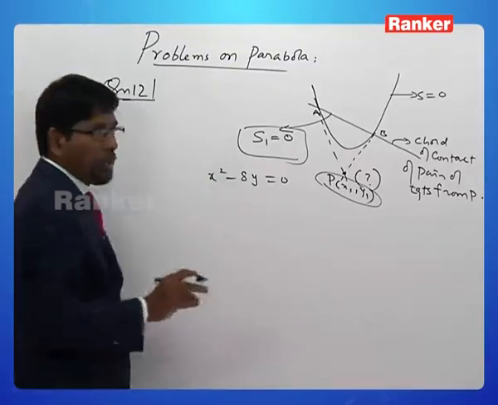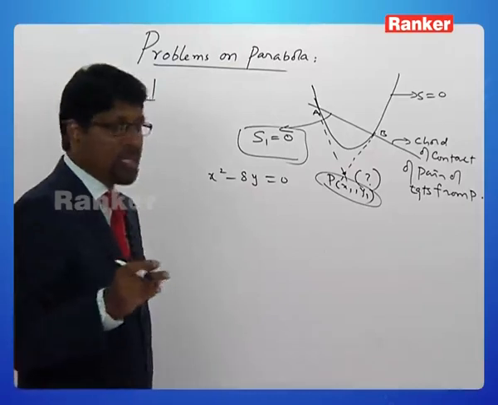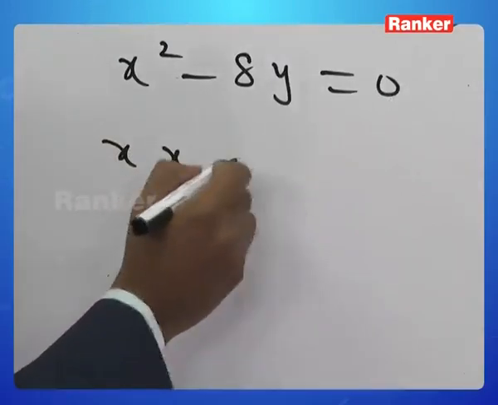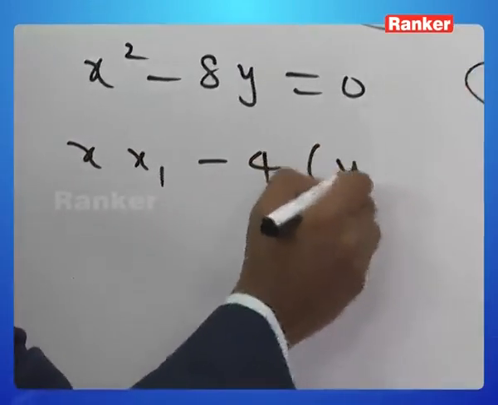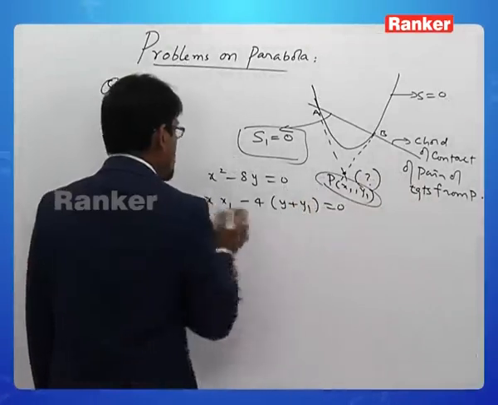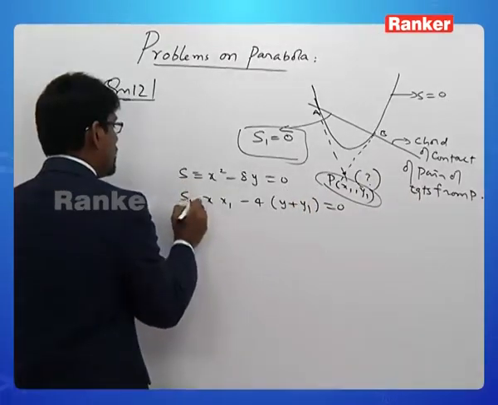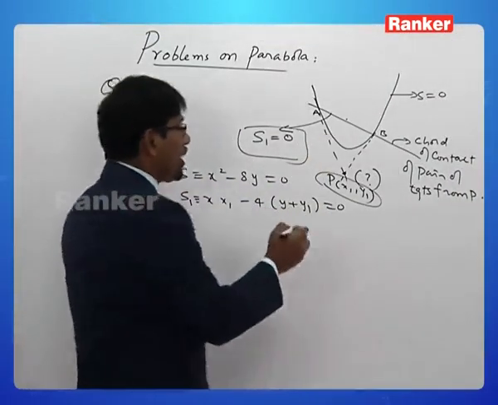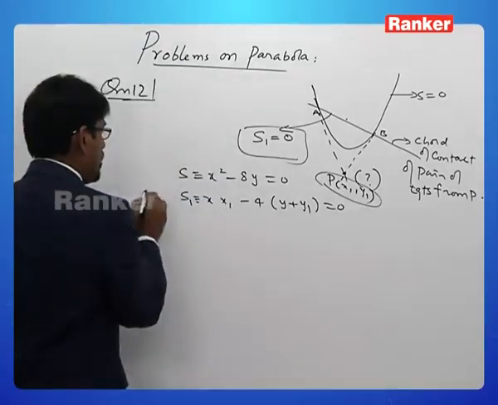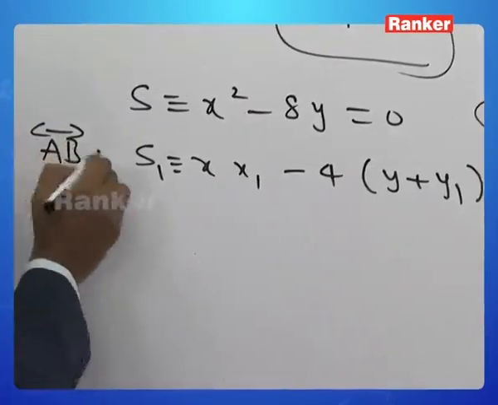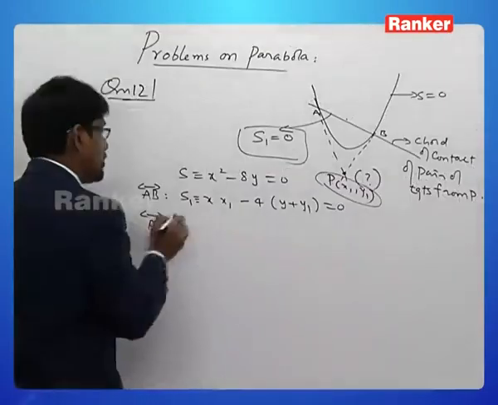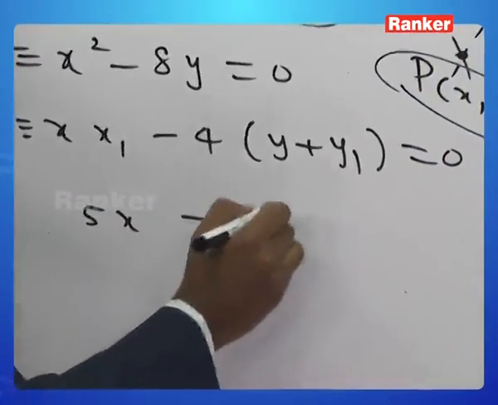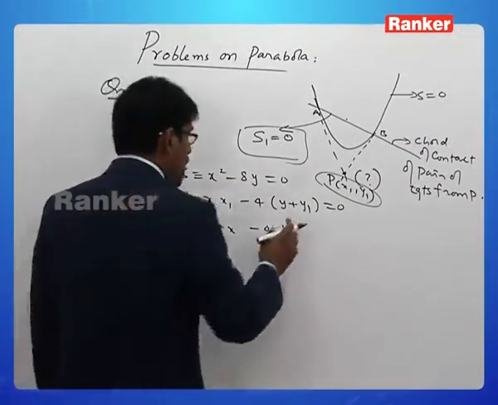Now how do we write S1? We have to replace x square by xx1, 2y by y plus y1. So here what do we have? x into x1 minus 4 into y plus y1 is equal to 0 is S1. This is our S, this is our S1. That S1 should be this line. What are we given about the line AB? This is the AB equation. But AB is already given with some other equation. What was the equation we are given about AB? 5 into x minus 4 into y minus 12 is equal to 0.